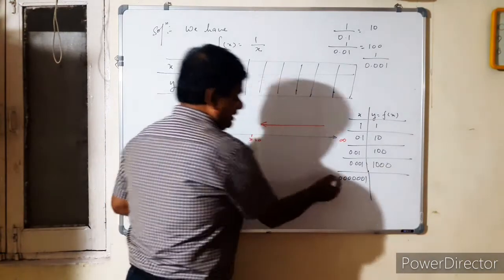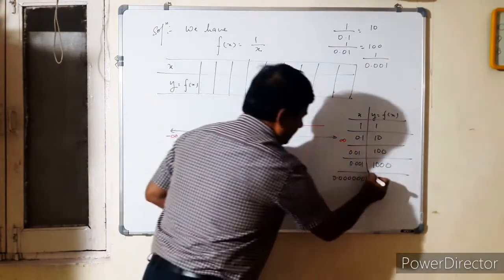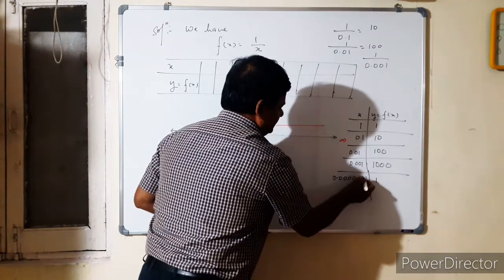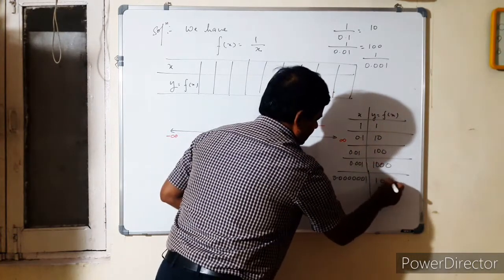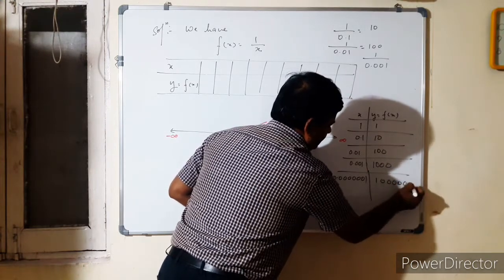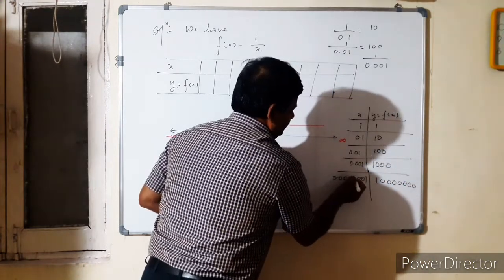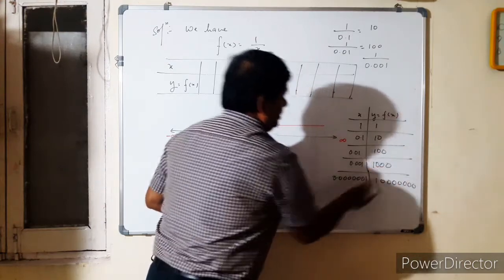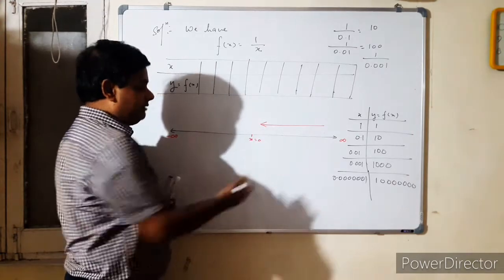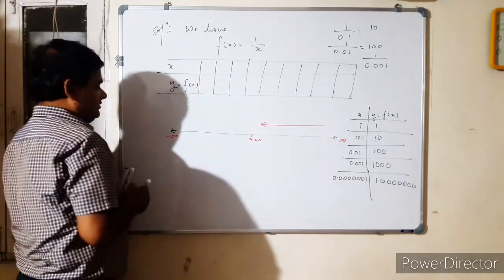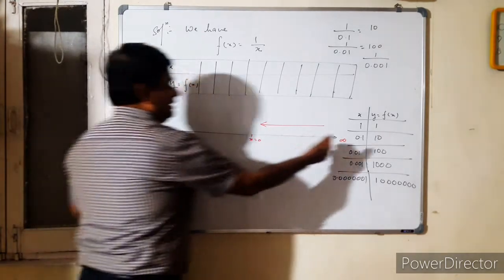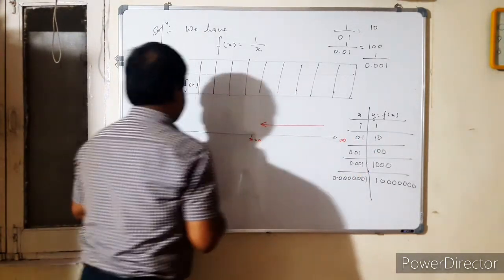0.000001, the value becomes very large. So here 1, 2, 3, 4, 5, 6, 7, so 10 to the power 7. It means the value is increasing very fast when you are coming towards 0 side. Now this is from right to left.